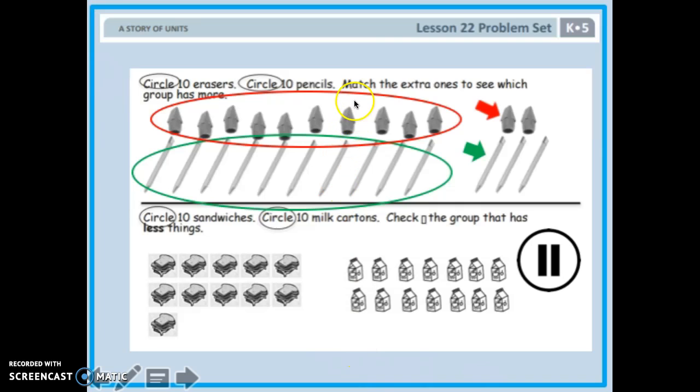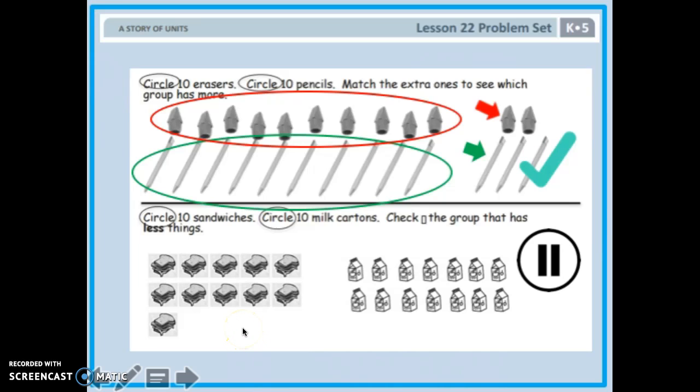The rest of the question says, match the extra ones to see which one has more. So we know that this set in red has 10, and we know that this set in green has 10, so the next step is to look over here. The red set with the erasers has 2 left over, and the green set has 3 left over. So which is more, 10-2 or 10-3? That's right, 10-3. So I'm going to draw a check mark there.